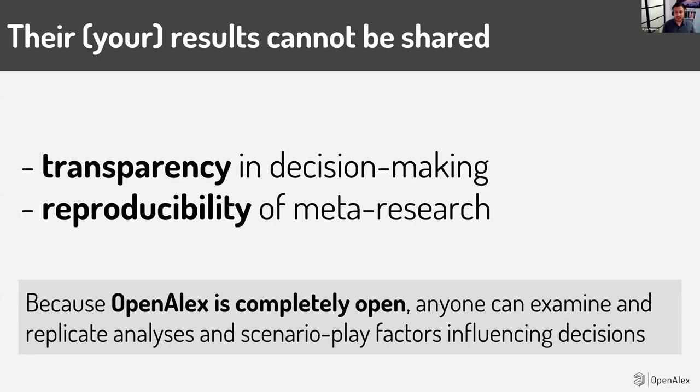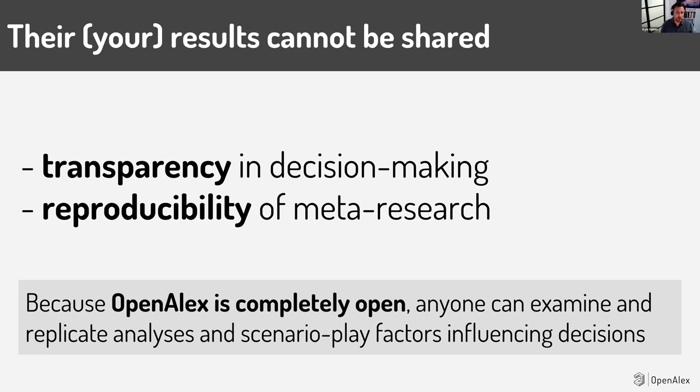The second point is that your results can't be shared. When you're doing scientific research, you need to be able to show your methodology in a way that someone else could reproduce. That's a big part of doing science. If you can't share your raw data and your analyses with someone at an institution because they don't have access to that, it limits that reproducibility.